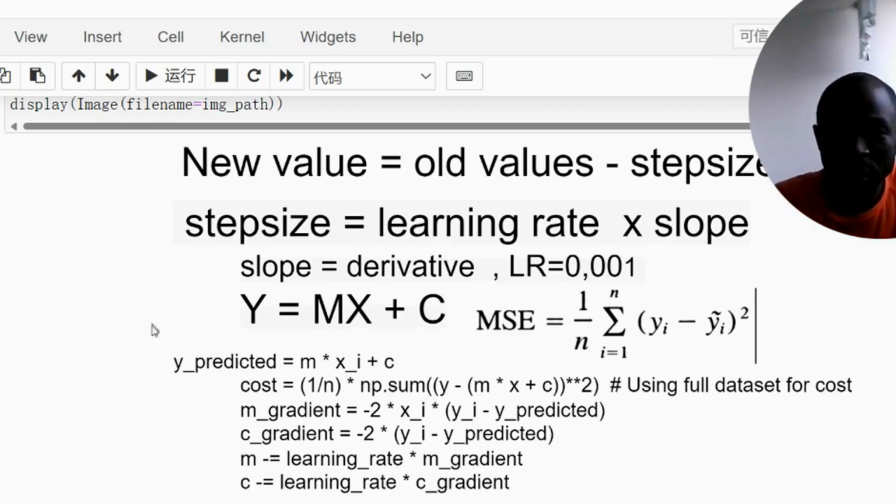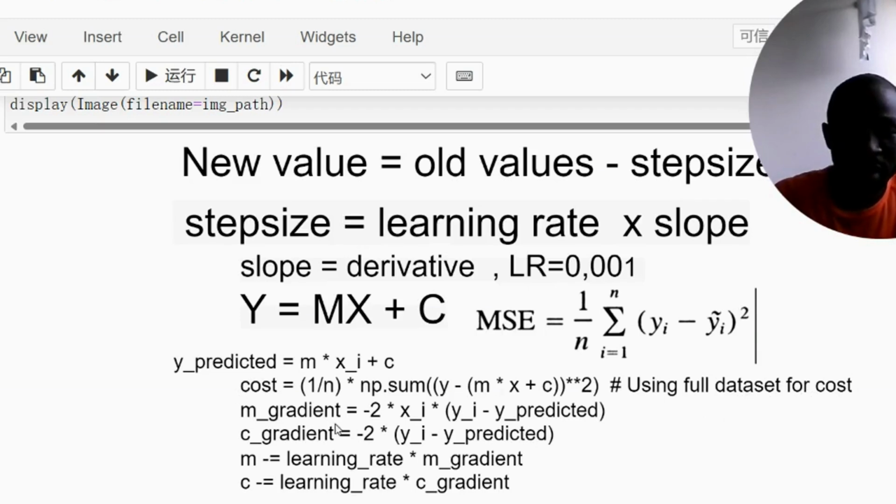Okay, so now these are the lines of code that we have written. This y represents the y predicted, and this m represents the m here. This is the multiplication sign, multiplying by xi, plus c. This is c. Now we say cost. MSE is a cost. The mean square error is a cost function. So this is the formula of the cost function, 1 over n, using the full data set for the cost function.